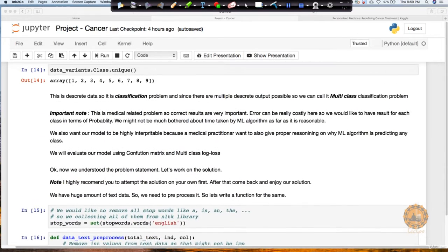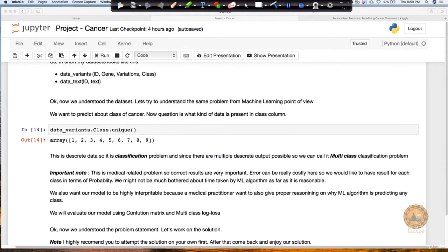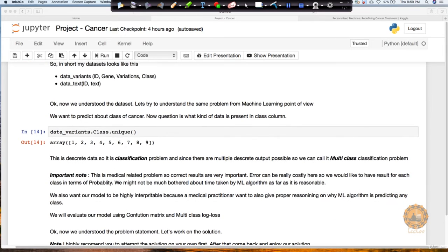Okay, so now once we got the understanding about the data, let's understand what kind of problem we are trying to solve here. We are interested in predicting the class, right? The class will be between 1 to 9. So it can be 1, 2, 3, 4, 5, 6, 7, 8, 9. And we got this value by looking at the unique values from the class column.